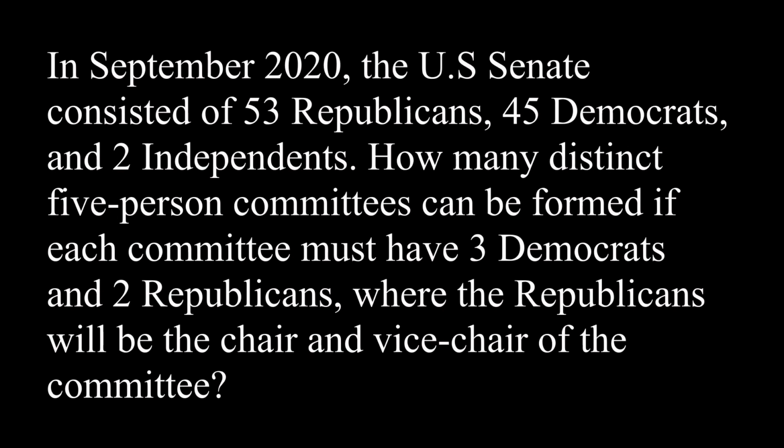For our second example, we have that in September of 2020, the U.S. Senate consisted of 53 Republicans, 45 Democrats, and 2 independents. But what we want to do is determine how many distinct 5-person committees can be formed if each committee must have 3 Democrats and 2 Republicans, where the Republicans will be the chair and the vice chair of the committee.